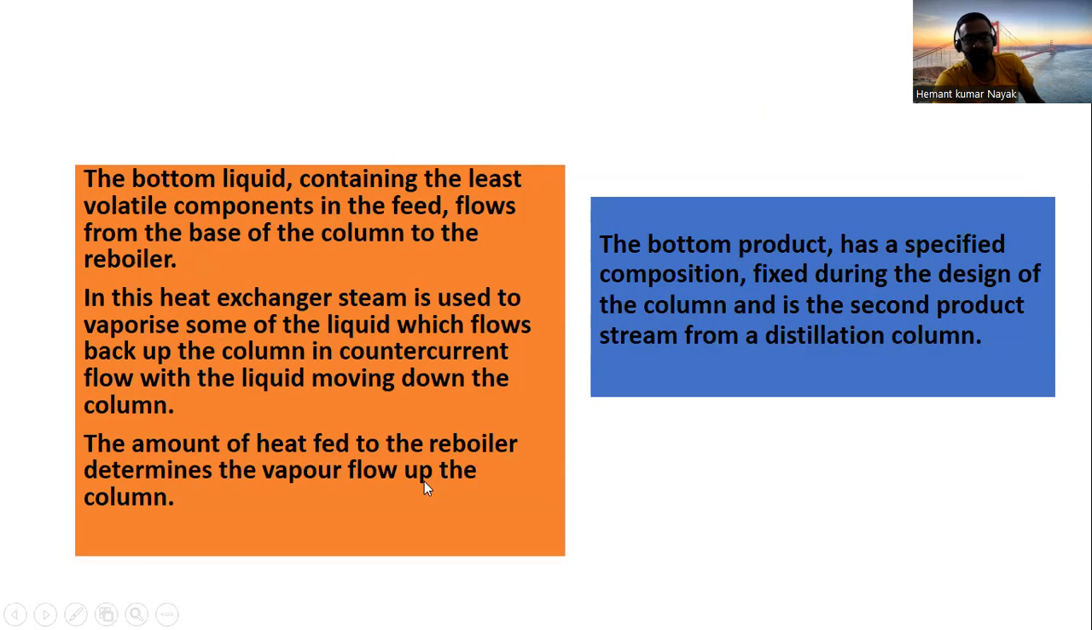The amount of heat supplied to the reboiler determines the vapor flow of the column. In the reboiler, steam is there to heat the less volatile component. The bottom product has a specified composition fixed during the design of the column, and a second product is streamed from a distillation column.